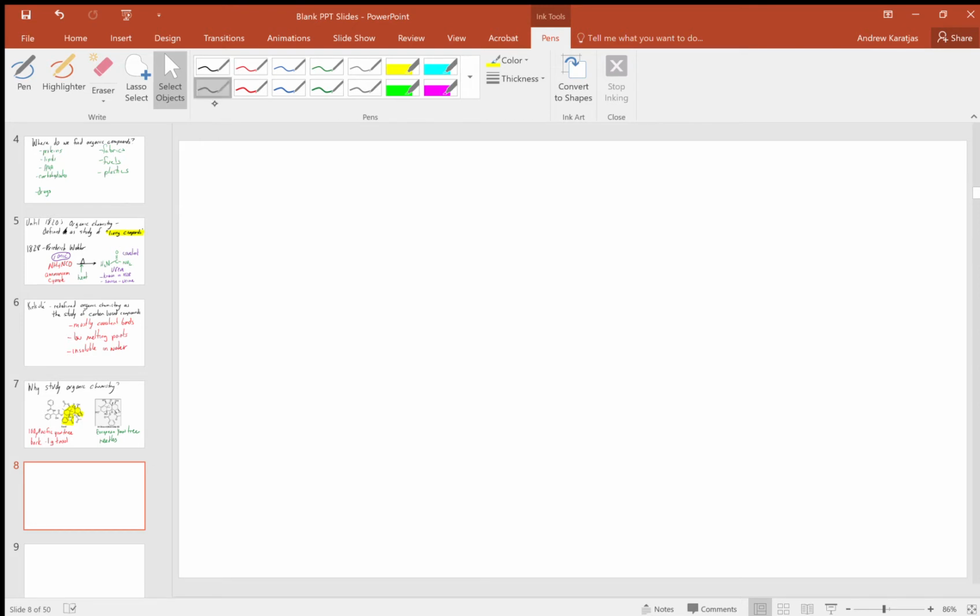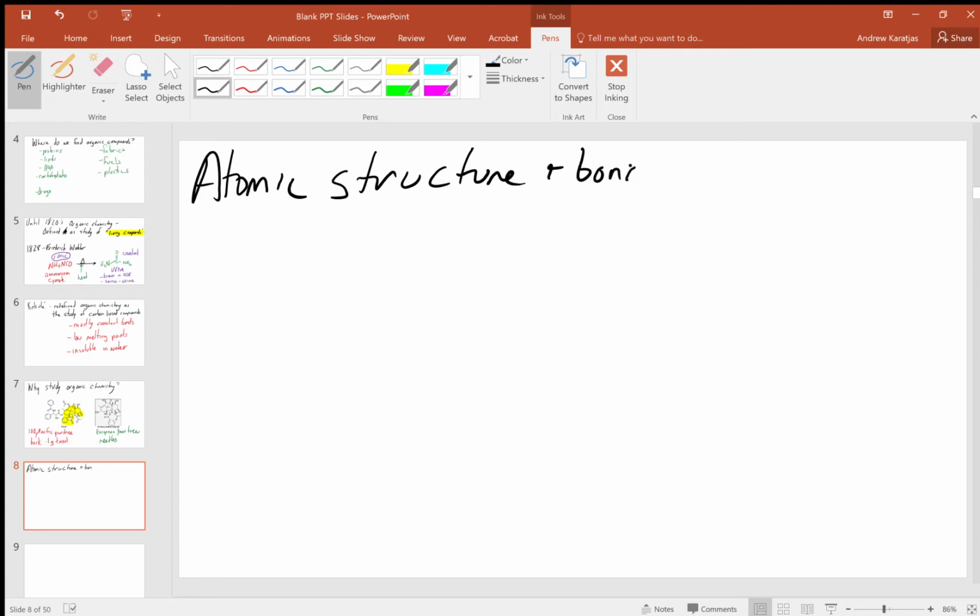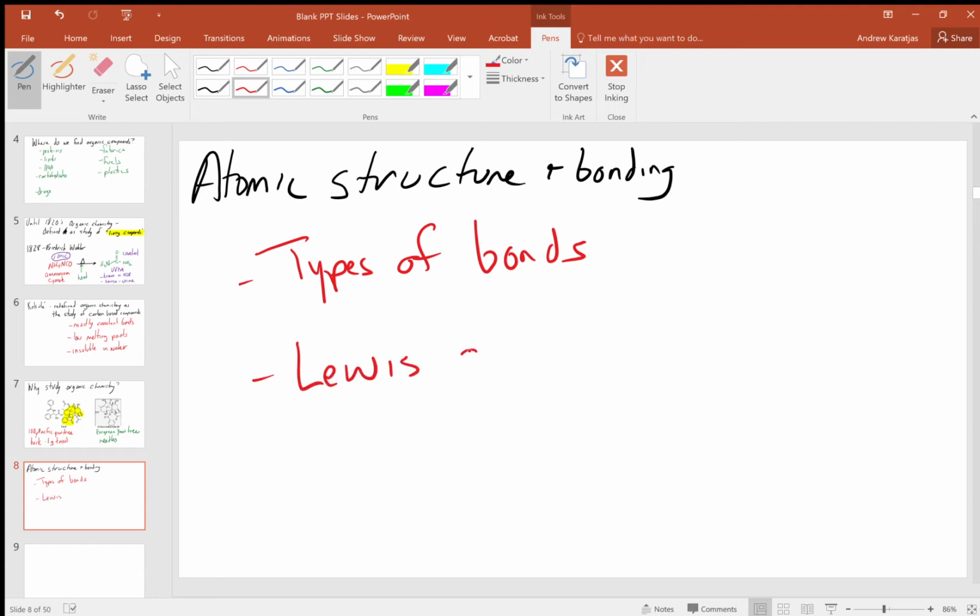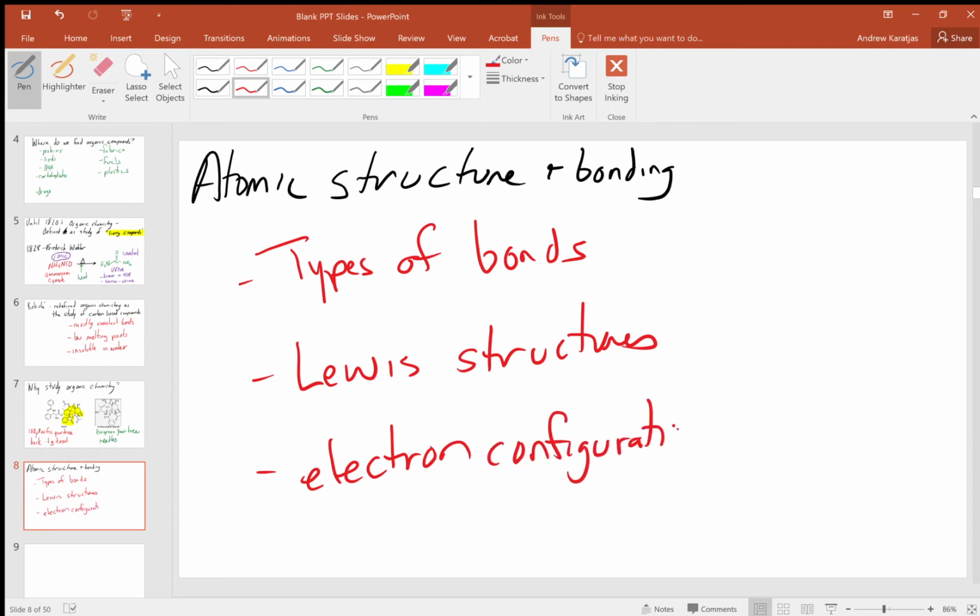So the main piece right now that I want to spend some time reviewing from our previous course is to look back at atomic structure and bonding. And so remembering types of bonds, Lewis structures, and things like electron configurations are really critical as we get into organic chemistry.